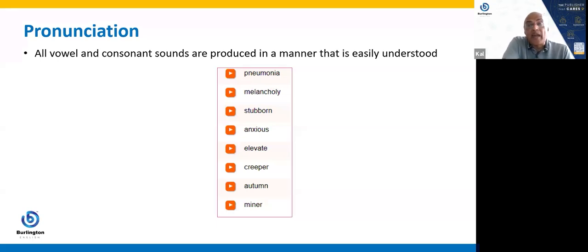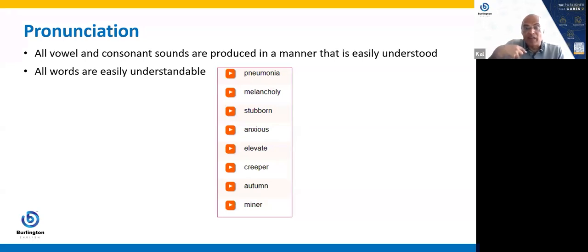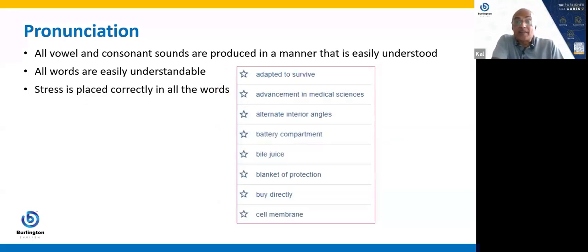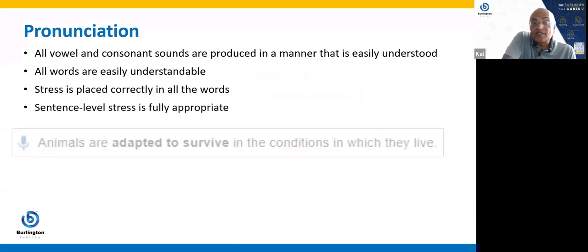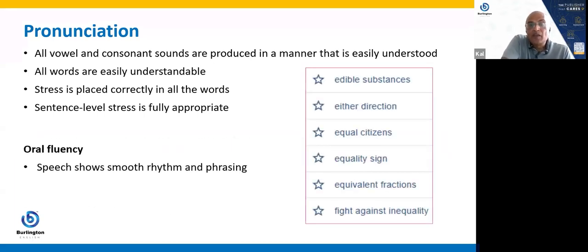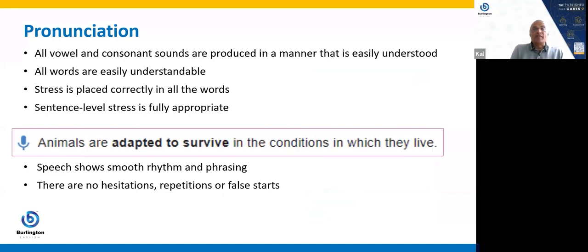So what's the ultimate aim? Is the student understandable? It's not a case of speaking like, for example, a native speaker, because we all have accents, different dialects. If I speak French, I would not speak it like a French person. But am I understandable? Is the stress placed correctly in all the words? And when we do those full sentences, that's where sentence level stress comes into its own. And essentially, we're thinking about the rhythm.